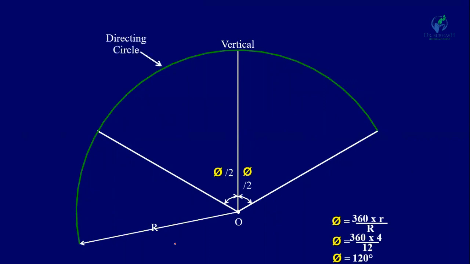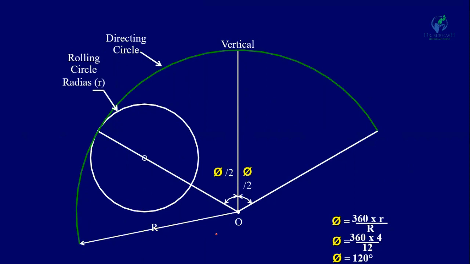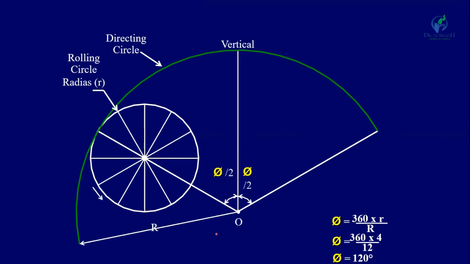Now inside, take a center and draw another circle of radius equal to small r, that means 40 mm. This circle is known as the rolling circle. Now divide this circle into 12 equal divisions. The direction of rolling of this rolling circle is given here: 0, 1, 2, 3, 4, 5, 6, 7, 8, 9, 10, 11 and 12. So these are the different points.